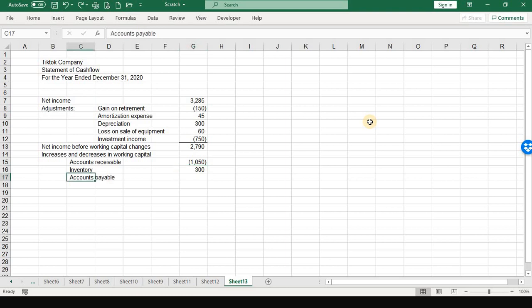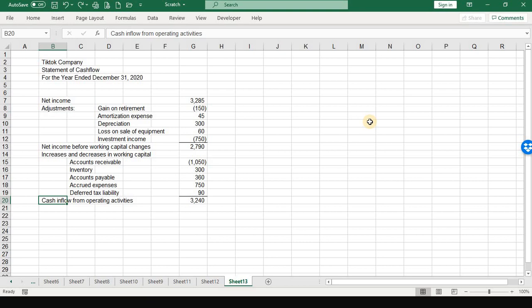Then for accounts payable, so liabilities have a direct relationship with cash. So if liabilities increase, cash will also increase. So for accounts payable, 360 pesos. Accrued expenses, 750 peso increase in cash. And deferred tax liability, 90 peso increase in cash. So 2,790, then get the total after all the increases and decreases in working capital. So we have a 3,240, which is the cash inflow from operating activities.